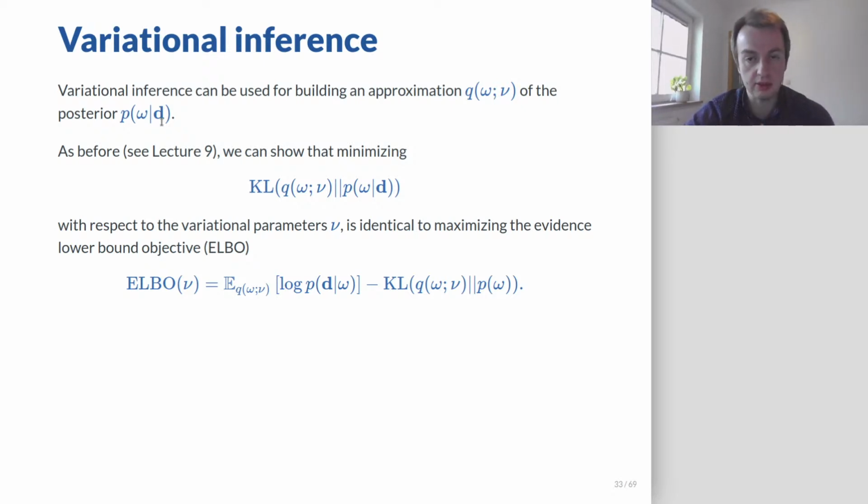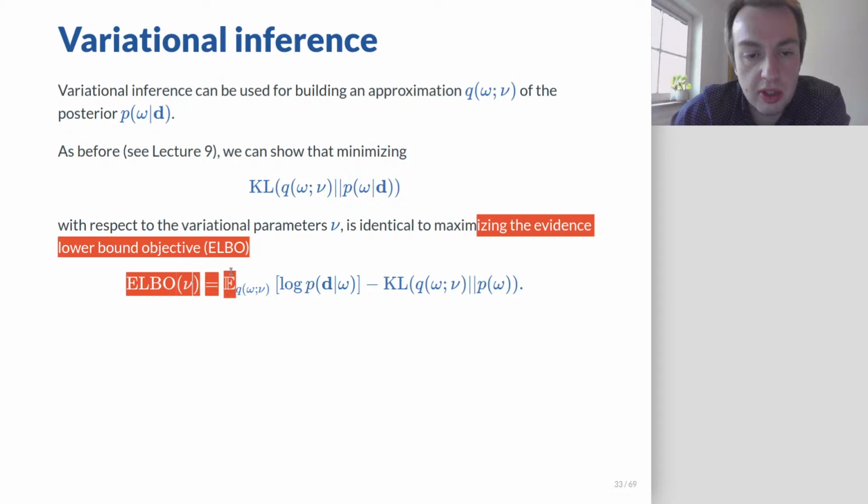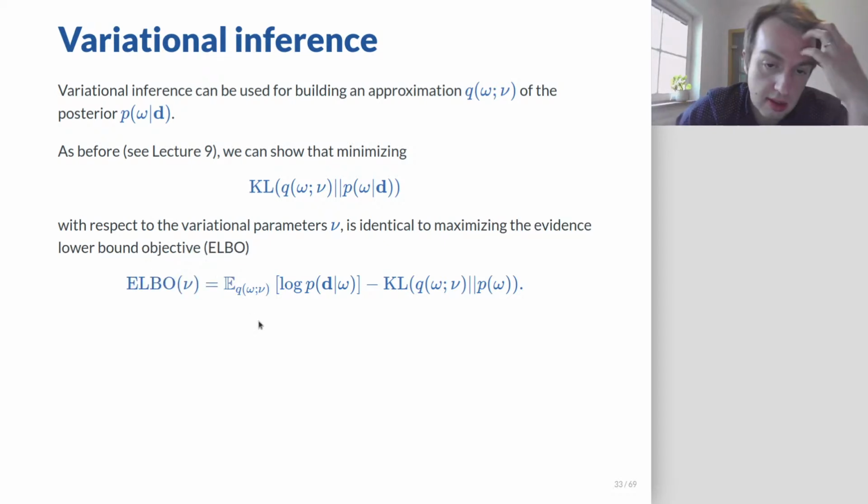So we could say that we'll do that by minimizing, for example, the KL divergence between Q and P with respect to the variational parameter. And as we have seen before, this is really the same development, so I will not take too long to explain that. Minimizing the KL is identical to maximizing the evidence lower bound, the ELBO, which, if you remember, is defined as the expected log likelihood of the data, in expectation over our approximation Q, minus the KL between Q and the prior.